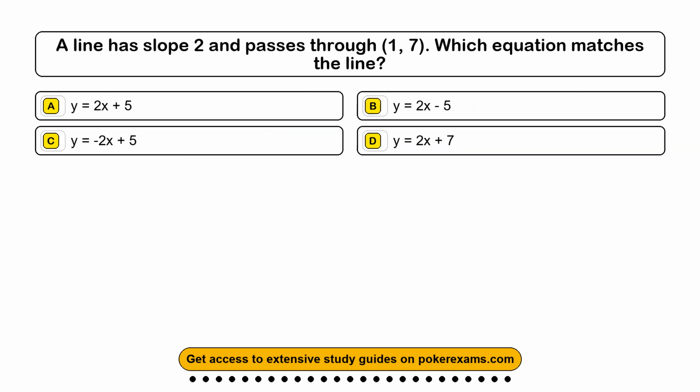Question 14. A line has slope 2 and passes through 1, 7. Which equation matches the line? Option A, y equals 2x plus 5. Option B, y equals 2x minus 5. Option C, y equals minus 2x plus 5. Option D, y equals 2x plus 7.